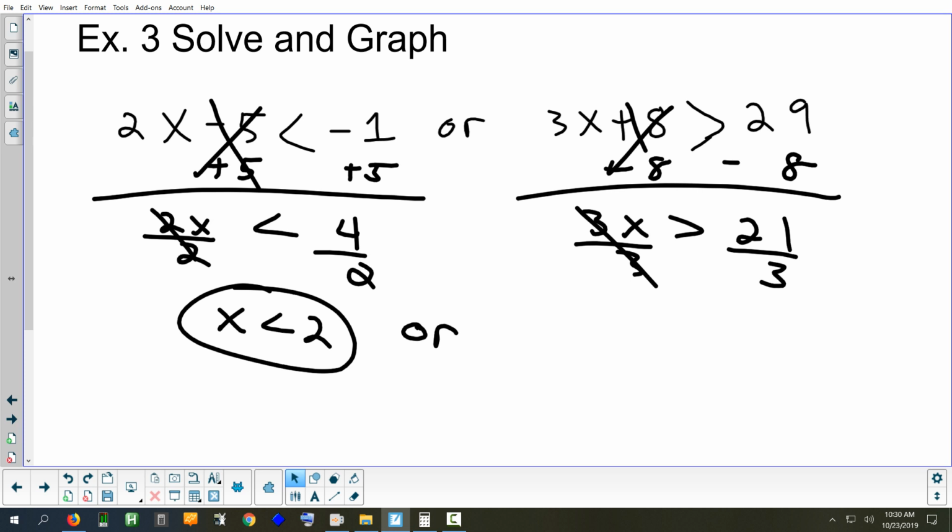What do we think? Flip or no flip? No. No, don't flip it. X is greater than 7.